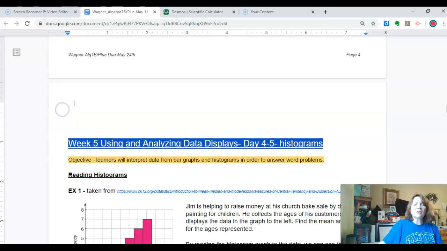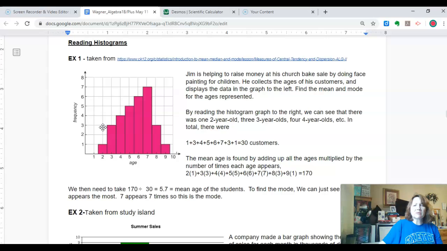So now we're going to move on to histograms. Oh, it's not letting me do anything with that, which is fine. So Jim is helping raise money for his church by doing face painting. So by reading the histogram to the right, we can see that there was 1 2-year-old. Okay, so this is the age. So you have 1 2-year-old.